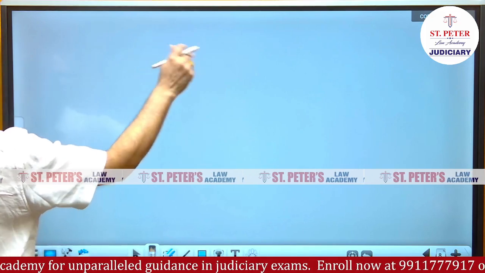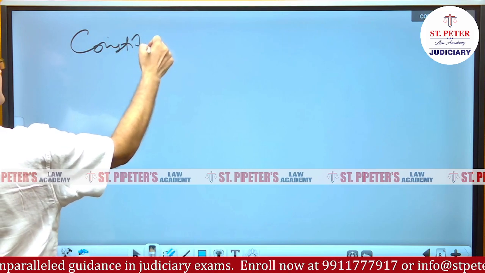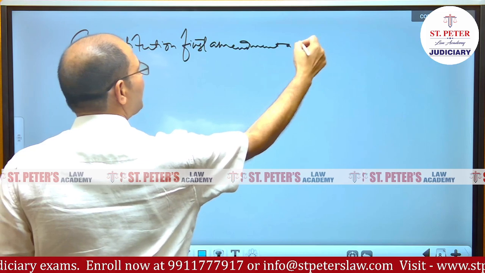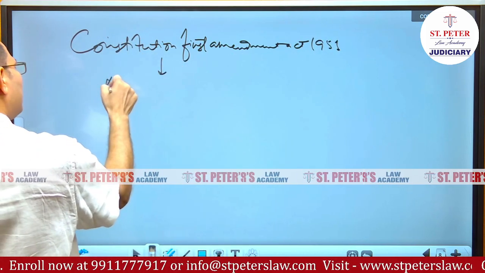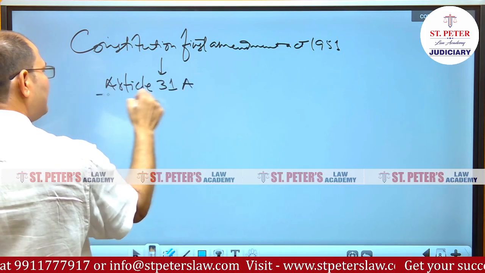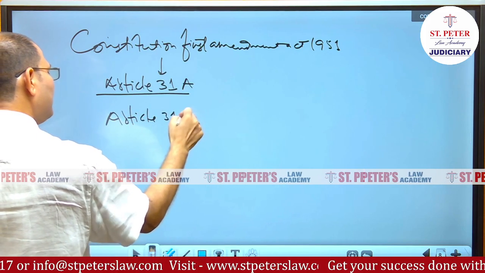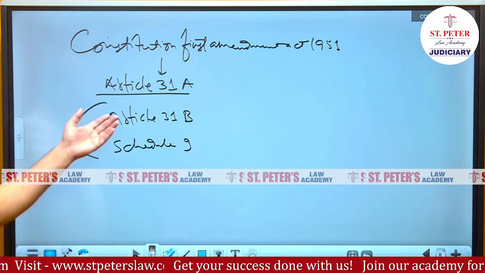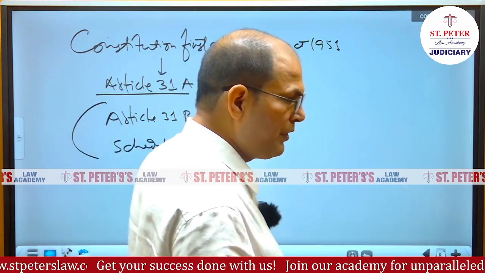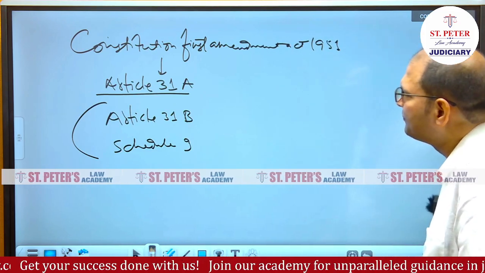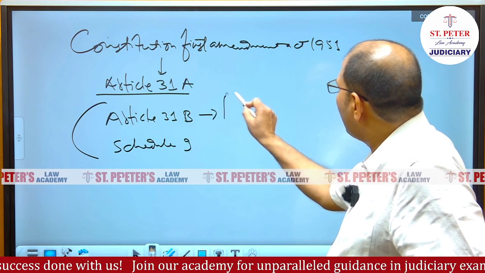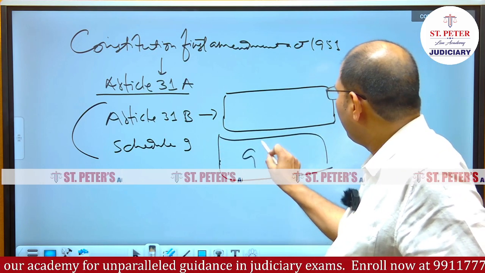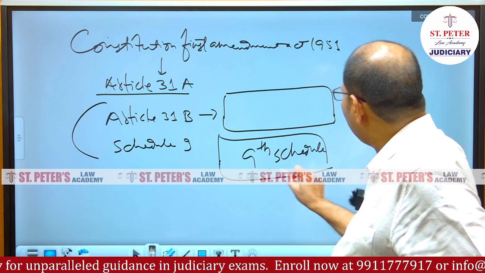To tell you in a very clear and sharp manner, the Constitution First Amendment Act 1951 added Article 31A, Article 31B and Schedule 9 of the Constitution. These are important for us to keep in mind in order to appreciate the subject, which is the basic structure doctrine. Article 31B said that any law providing for acquisition of property, if it be placed in the 9th Schedule of the Constitution, will gain protection and immunity from judicial review.